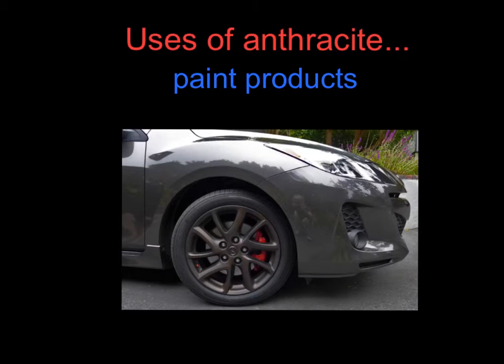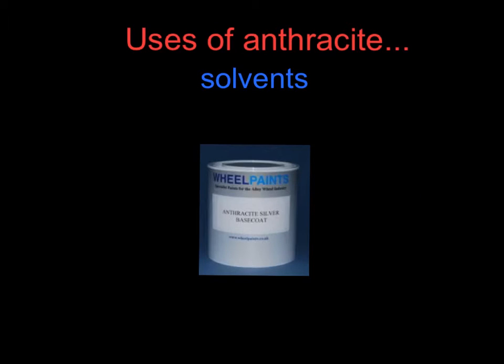Another use of anthracite is in paint products, and the reason there is a car right here in the picture is because this car was painted with anthracite paint. And as you can see again, it has that gray looking color to it. Yet another use of anthracite is in the making of solvents.